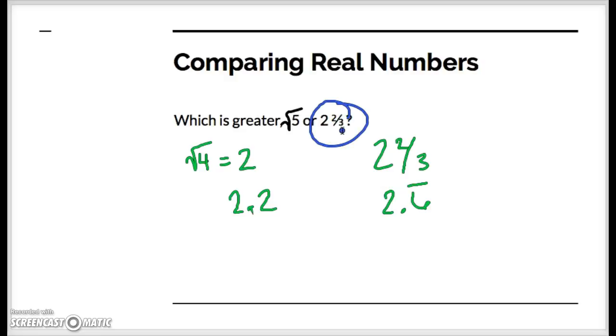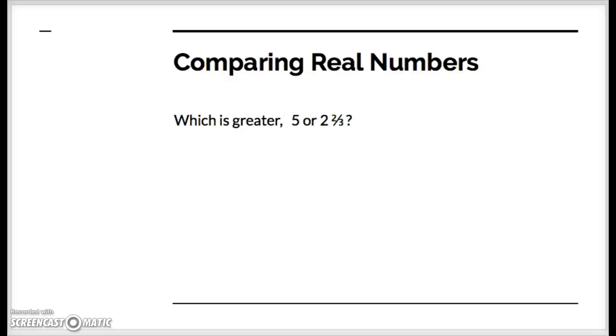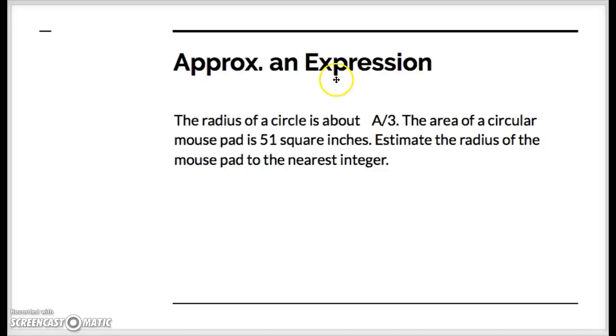Okay, and then the last example we're going to look at is throwing in a variable in there, approximating or estimating an expression. So here we have, it tells us the radius of a circle is about the square root of the area divided by 3. There's your formula you're going to use. It says the area of a circular mouse pad is 51 square inches. They want us to estimate the radius of the mouse pad to the nearest integer.